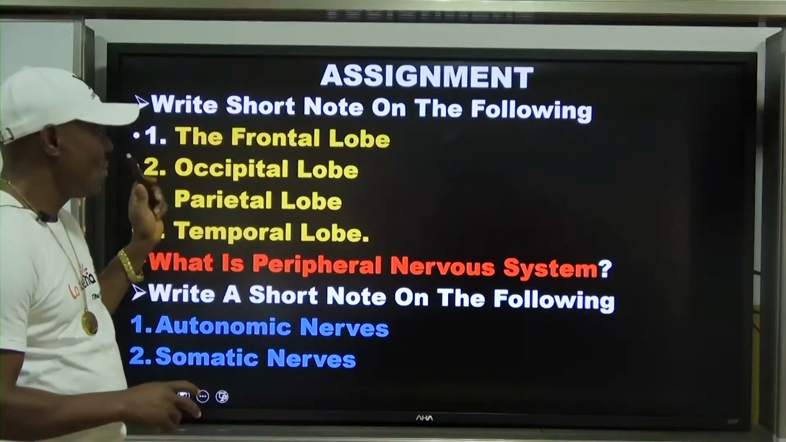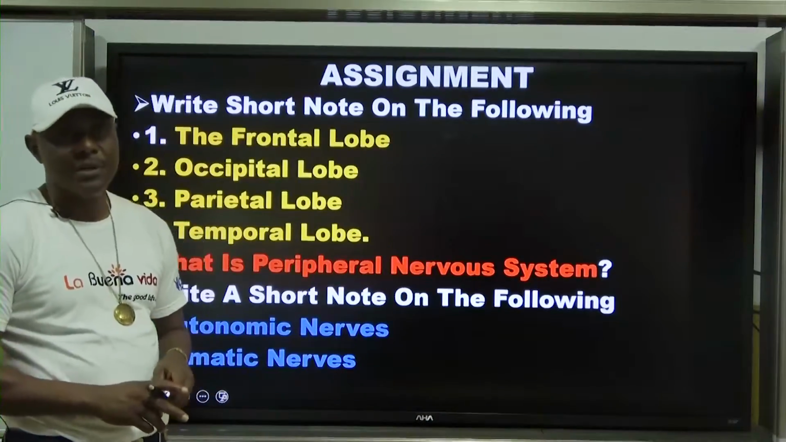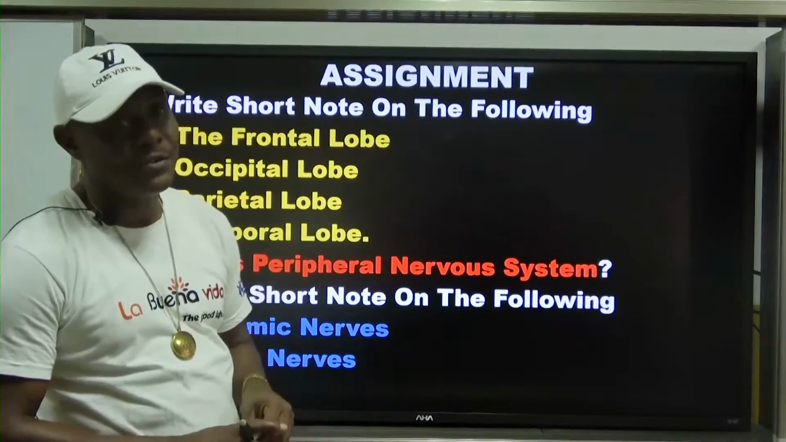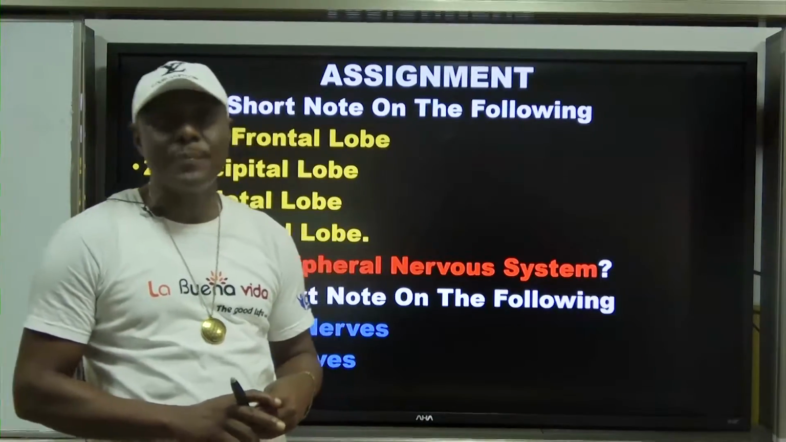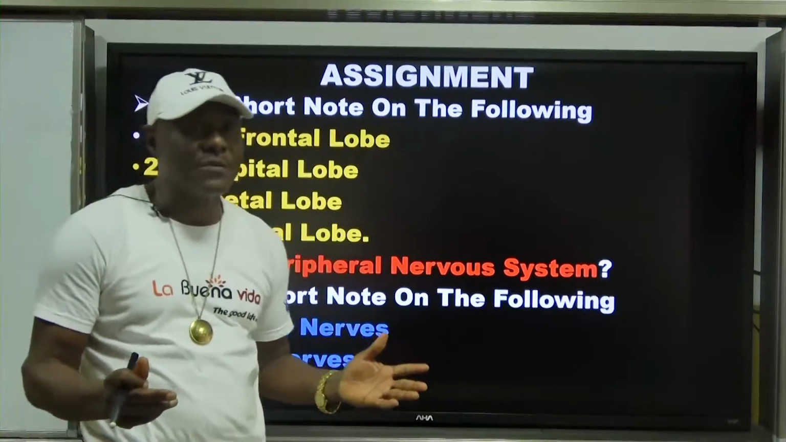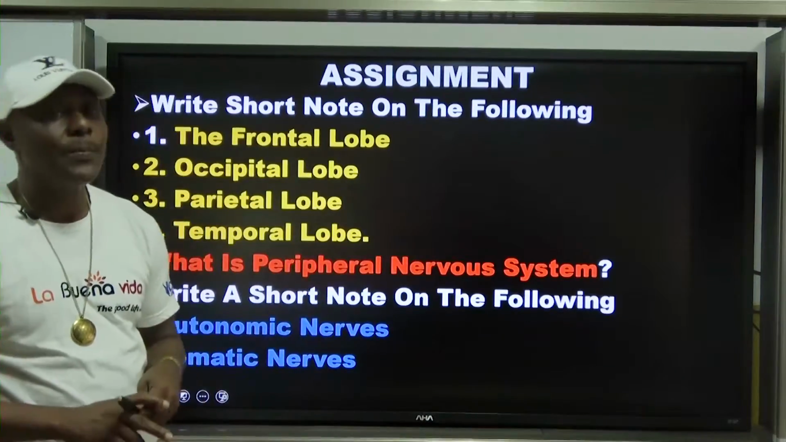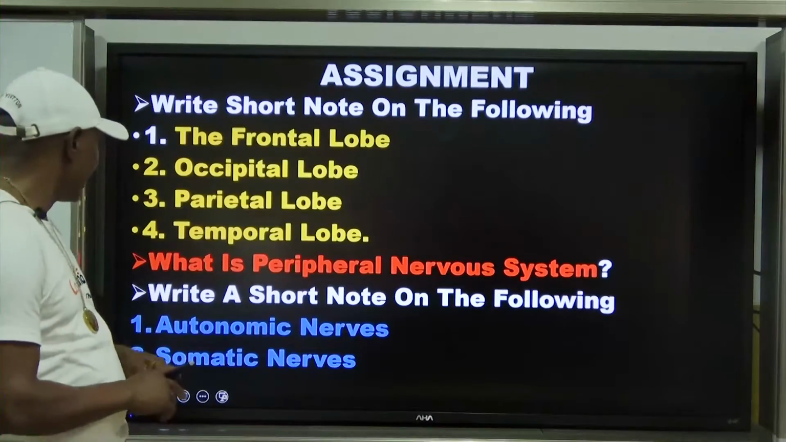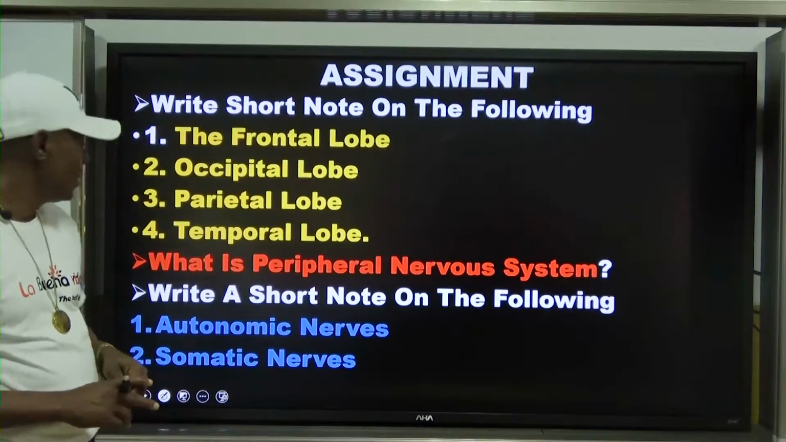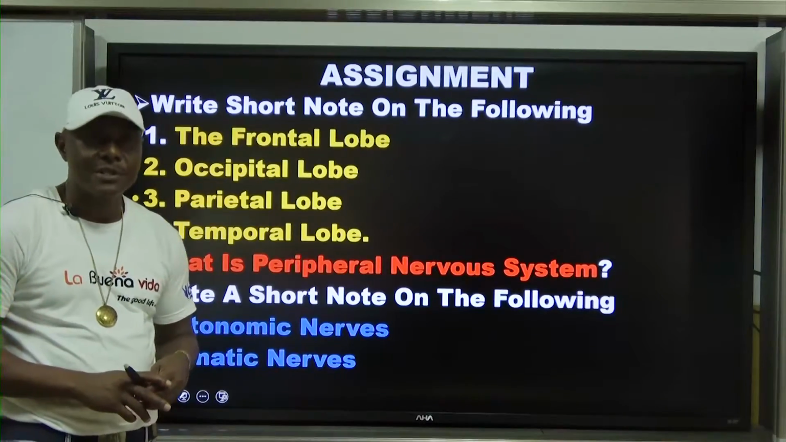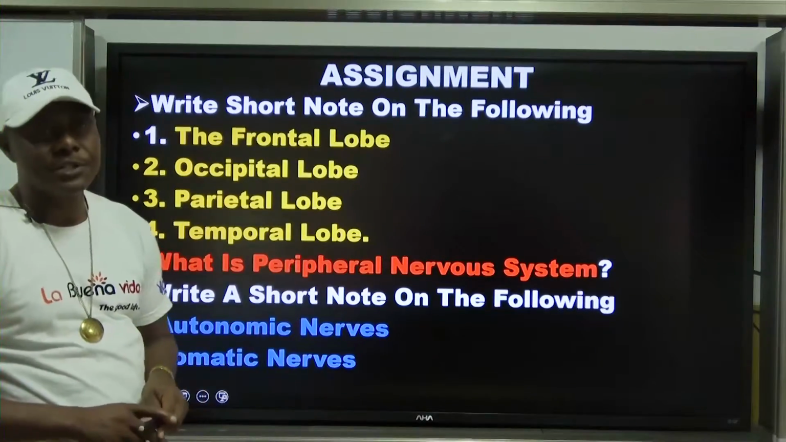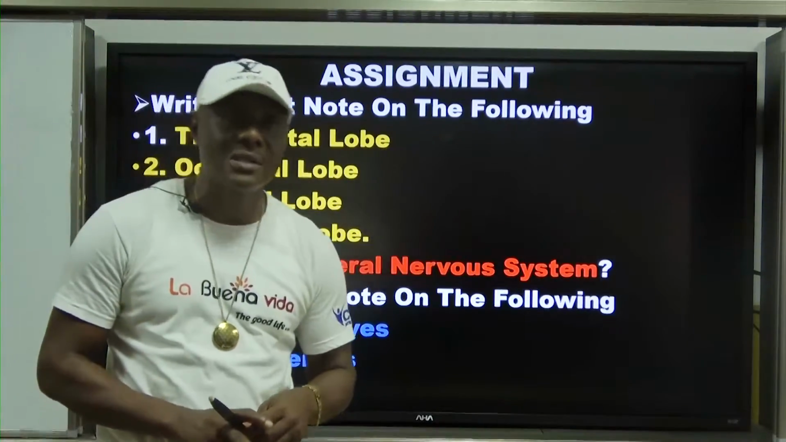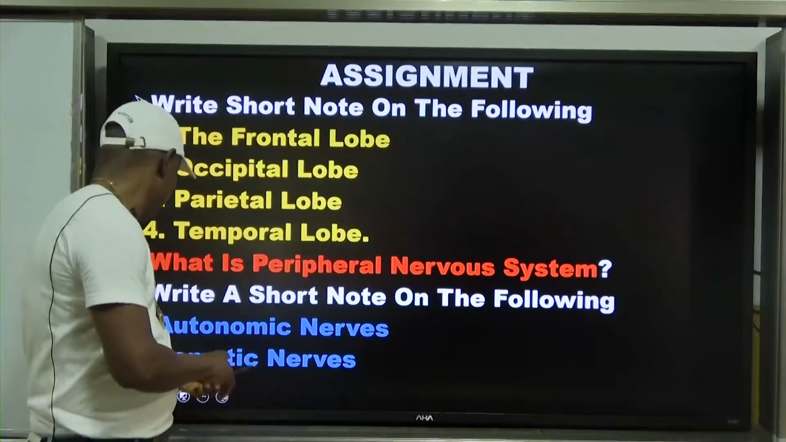Number 2, what is the peripheral nervous system? Remember, we talked about the central nervous system, the CNS. We didn't talk about the peripheral nervous system. Write short notes on the peripheral nervous system because we're going to talk about it next time. Write short notes on the following: autonomic nerves and somatic nerves. The autonomic nerve and the somatic nerve are also components of the peripheral nervous system. So write short notes on those 2.